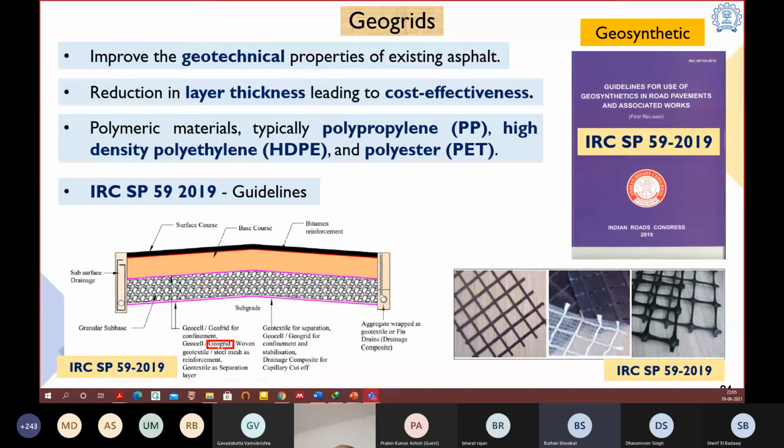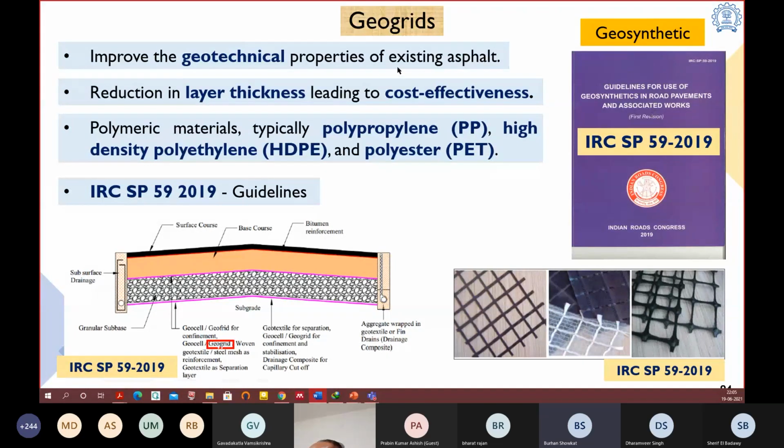Yeah, so next part, again we are seeing a rise in the usage of the geogrids. So geogrid is a geosynthetic, and as far as the geosynthetic is concerned, it is a product manufactured from the polymeric material, which is used with soil, rock, or other geotechnical related material, and is an integral part of a road project. Therefore, geogrids are the polymers that are formed in a very open grid-like configuration.